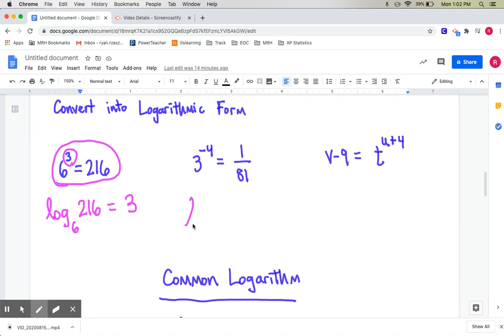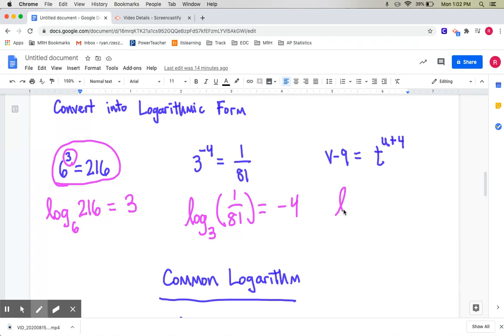On this next problem, it's going to say log base 3 of 1 over 81 on the inside equals -4. And if you check it, 3 to the -4 equals this. Do the conversion, and you get the same results.